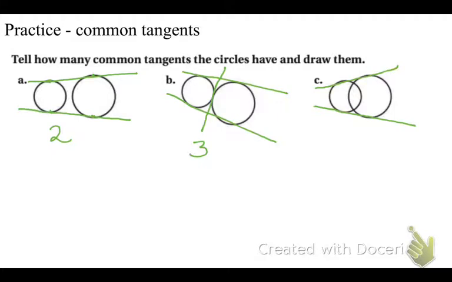There's also two on those, because there isn't one in the middle, because if you drew the line between the 2 points, that would be a chord. And by definition, a tangent cannot go through a circle. It can only be outside of a circle. So those are our common tangents.